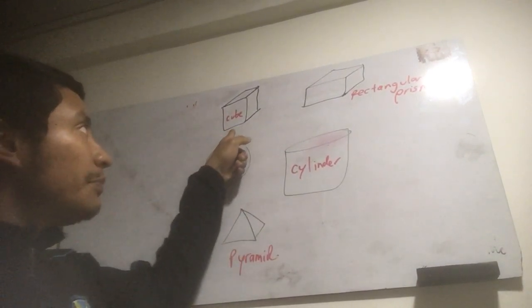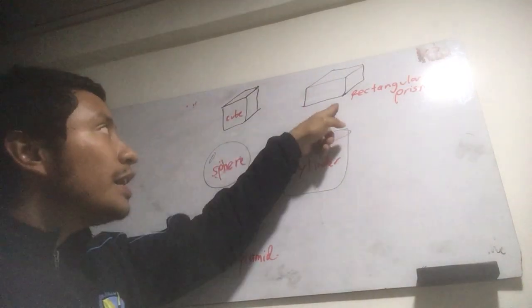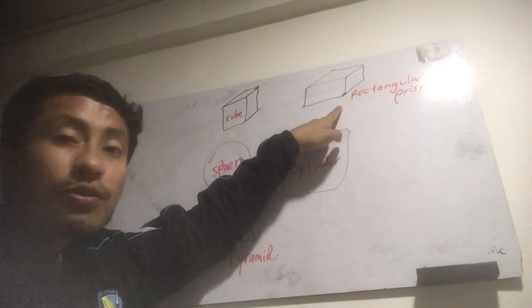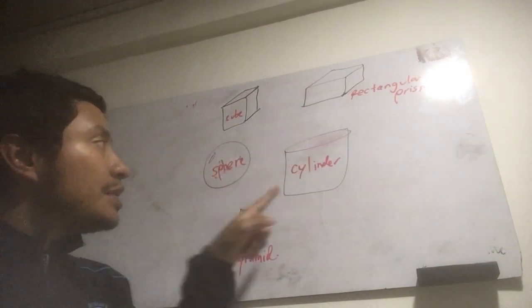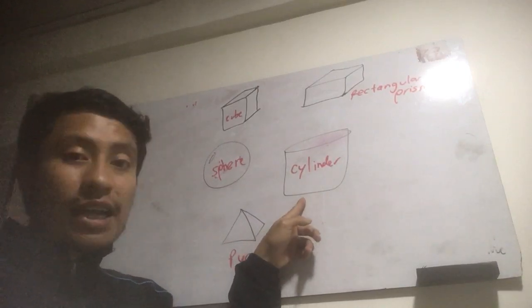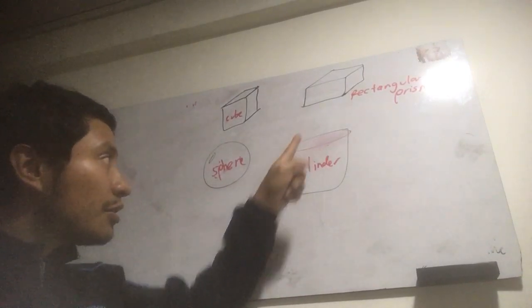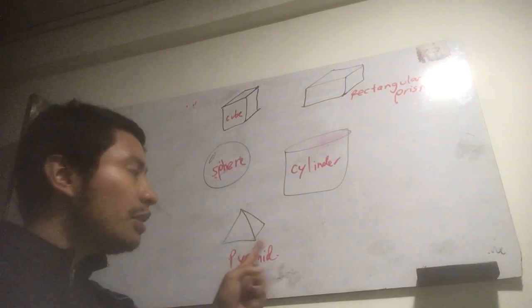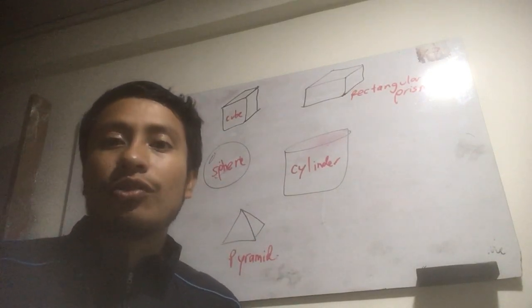In this case, it is a mixture of some different squares. These are rectangles in 3 dimensions. This is a sphere. This is a cylinder that has a circle and a rectangle, and the pyramid that is a triangle in three dimensions.